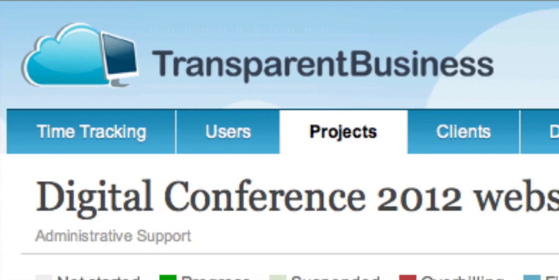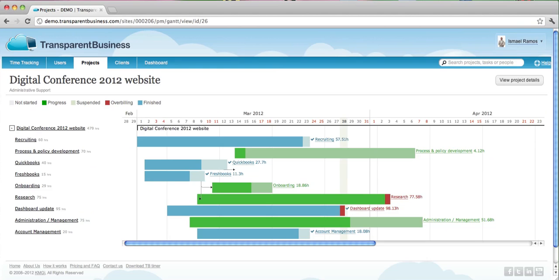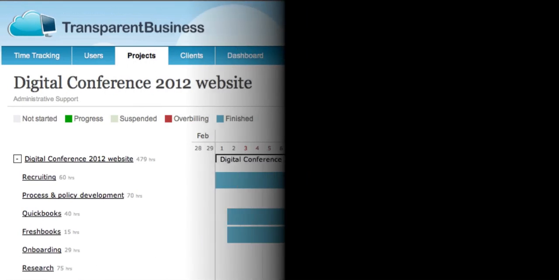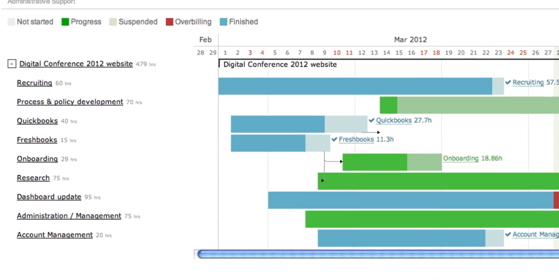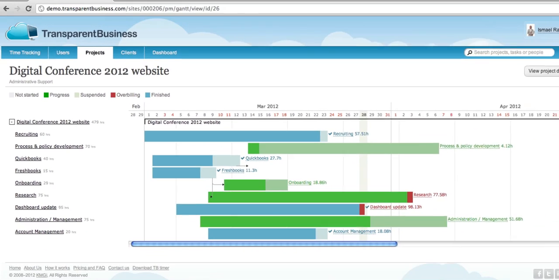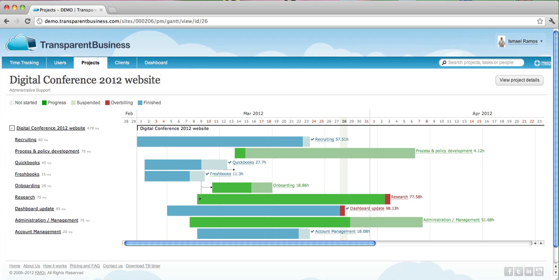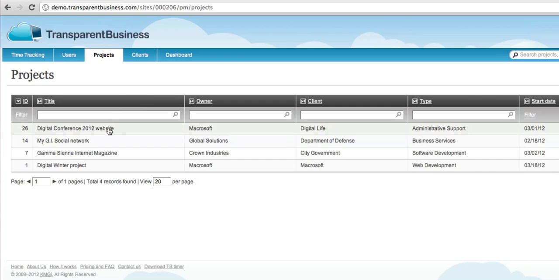While various applications for creating Gantt charts exist, TransparentBusiness.com has the only real-time Gantt chart tool in the world showing up-to-the-minute information. The Transparent Business Gantt chart tool is free to assist you with your planning. It allows you to track the work of up to 5 people. The Gantt chart tool can be accessed on the TransparentBusiness.com projects page.